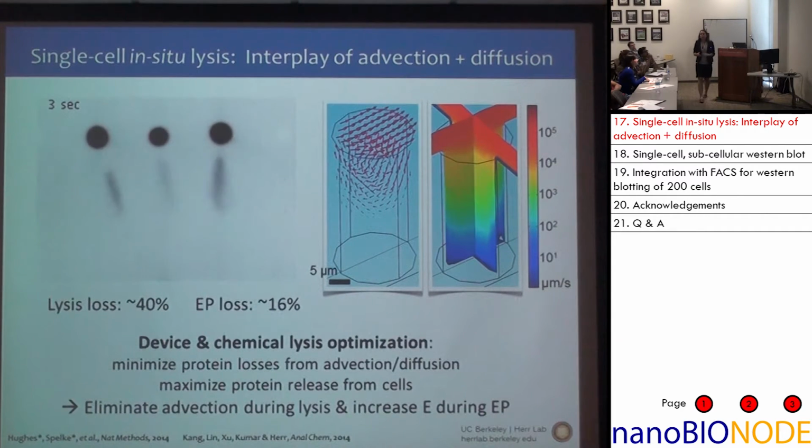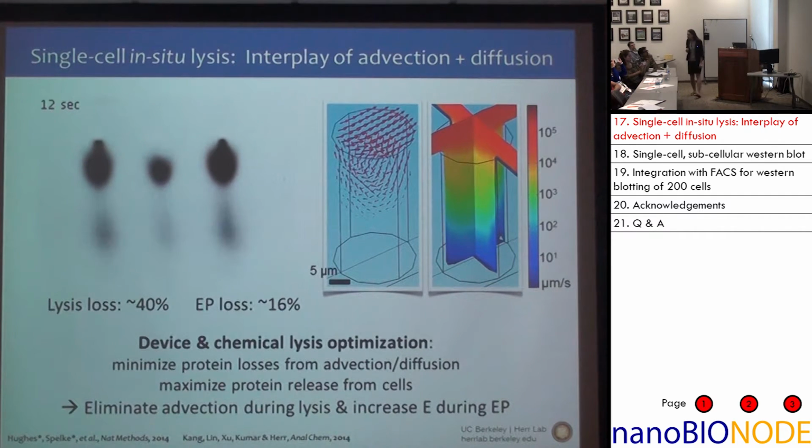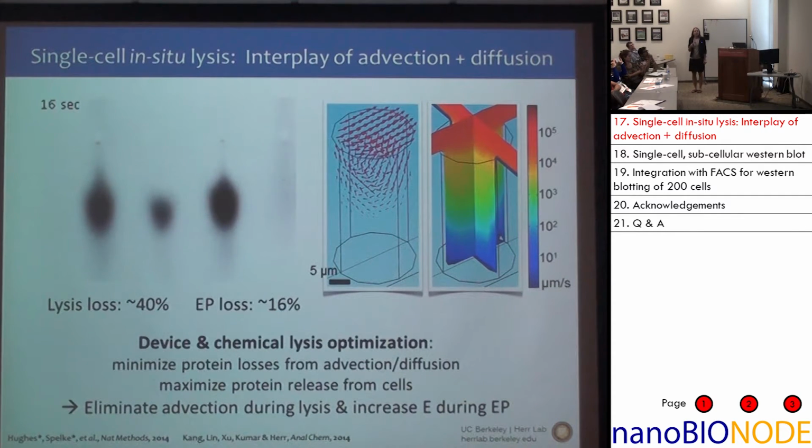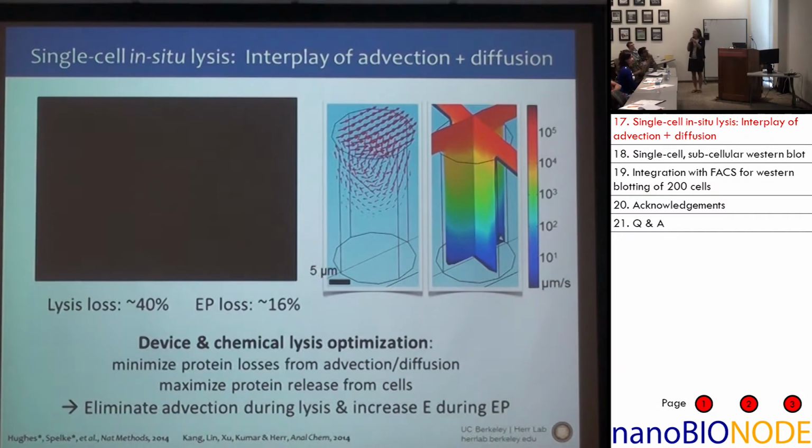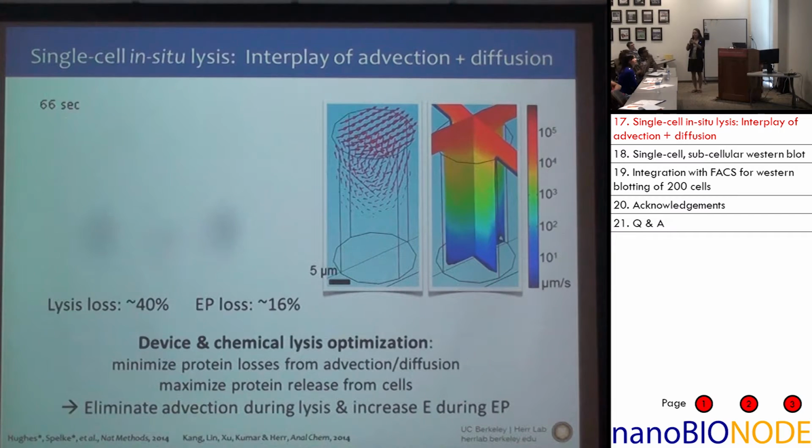A couple things that I do want to highlight. So again, one of the key design characteristics of a device like this is the ability to keep that cell material as concentrated as possible. So after we lyse the cell, we don't want the material to diffuse away.